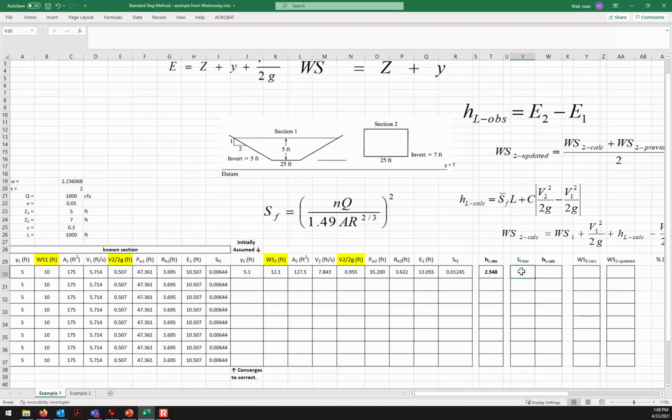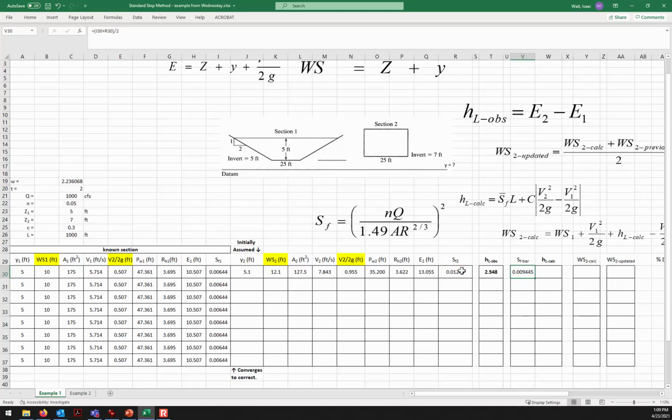All right, so S sub F bar is saying let's identify the slope of the energy grade line at the midpoint between section 1 and section 2. Previously we had used Manning's equation to determine the slope of the energy grade line at 1 and at 2. And so at the midpoint it's going to be the sum of the energy grade line slope at 1 and at 2 divided by 2.